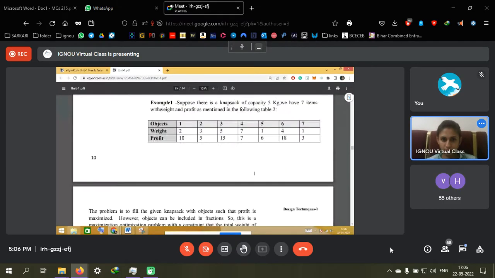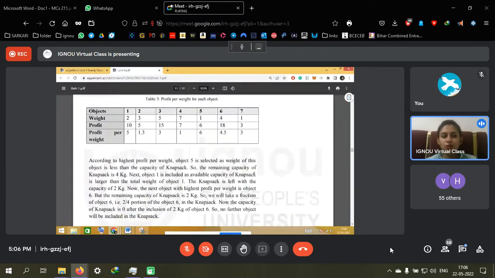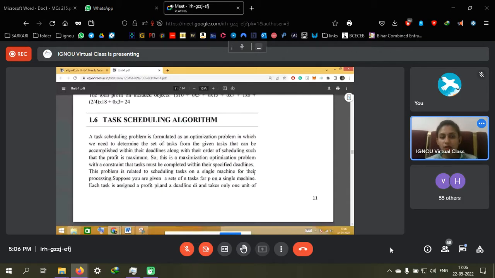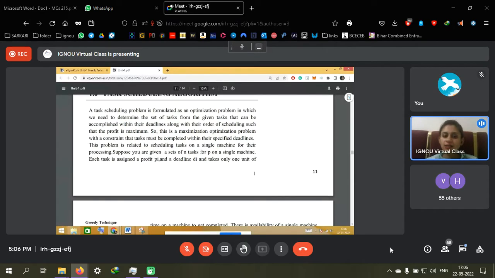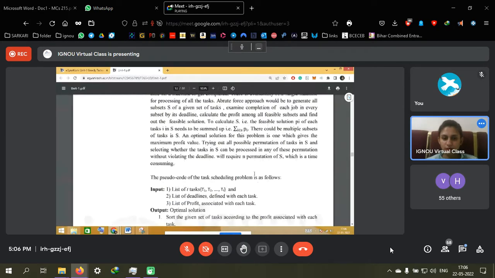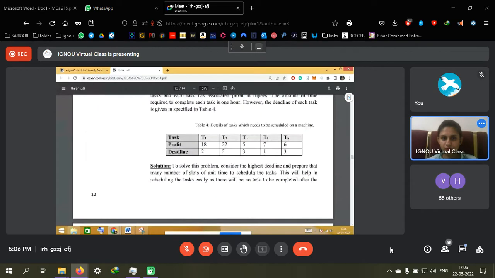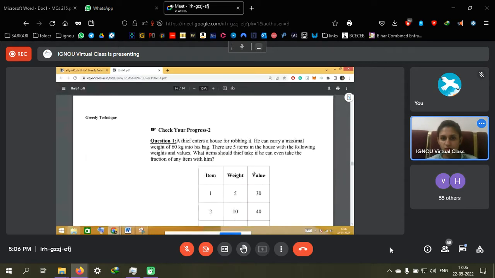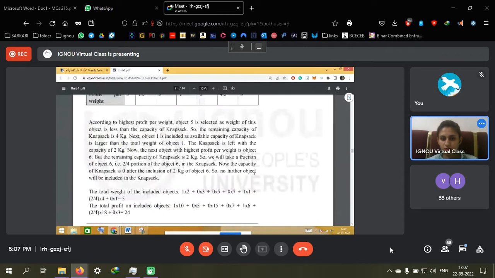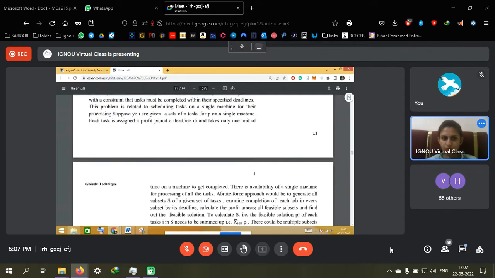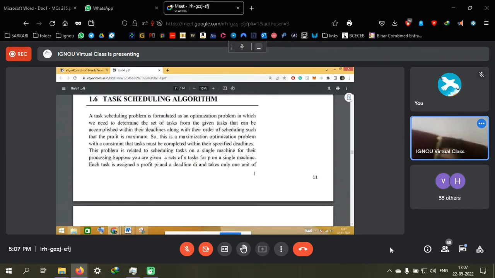Here you have some examples. So it's my request to all of you, kindly do those examples. Now the next one is the task scheduling algorithm. We are talking about the task scheduling algorithm.